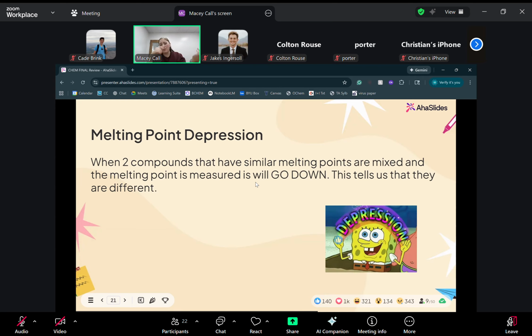It's also something that we could use to determine purity, right? So if my melting point is lower than I expected, I might have some contamination in my tube. I might have something else in there. So that's just important to know. If I have two compounds with similar melting points, my melting point is going to go down.